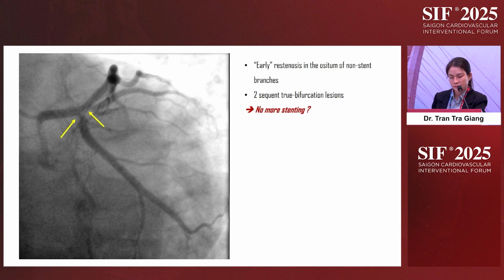But the question is, if we do DCB for the patient, how do we maintain hemodynamic stability during DCB balloon implantation? We need to keep the balloon inflated at least 30 to 60 seconds, because I don't want to cause any more dangerous events for the patient.